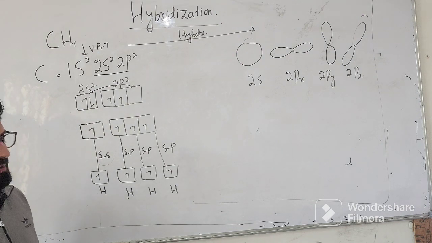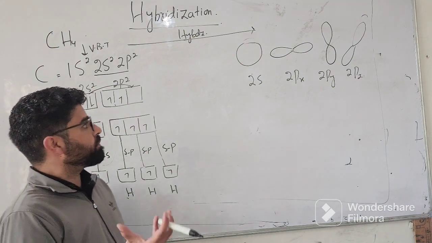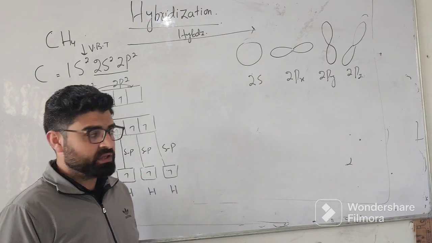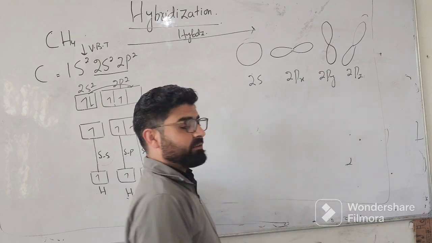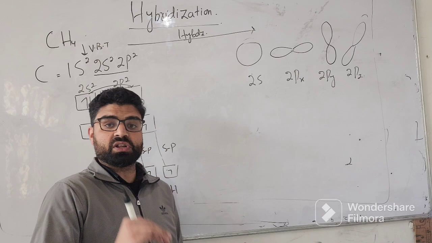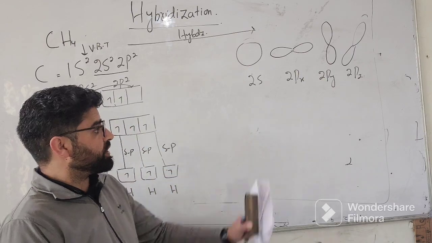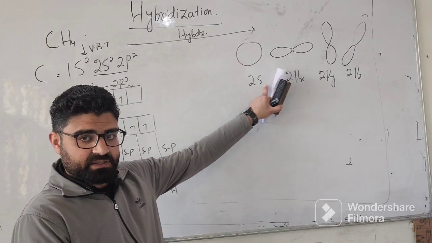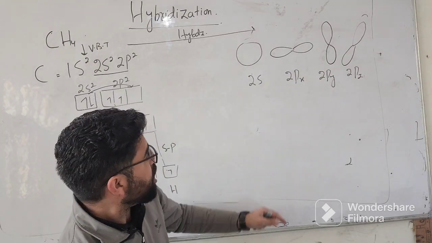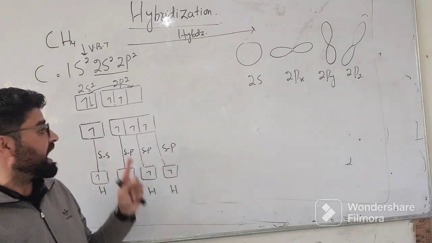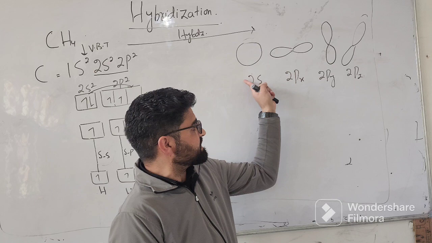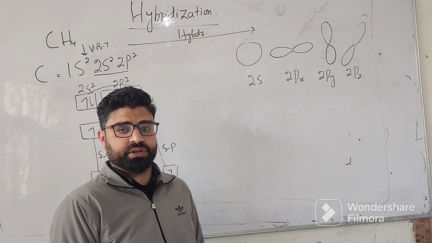Now, what will happen? Pauling says that before the bond formation, these atomic orbitals of the valence shell intermix with each other. The bond is not formed. Actually, what happens? Before the bond formation, these atomic orbitals of the valence shell of this carbon intermix with each other. These atomic orbitals have different shape and different energy.